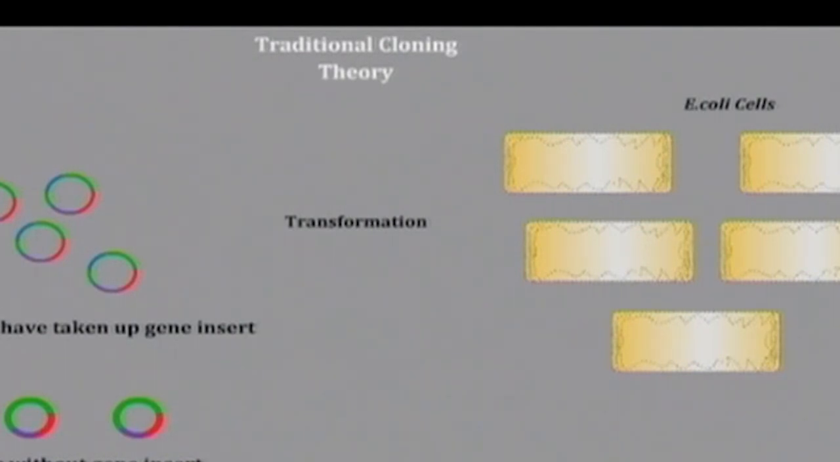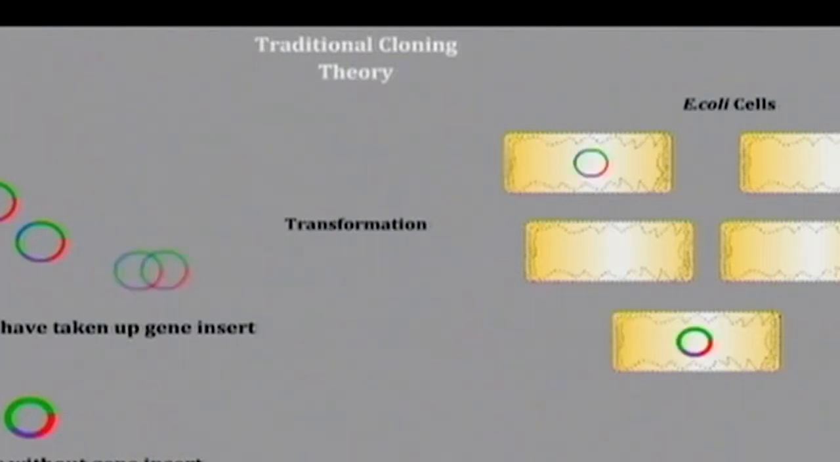After this, the transformation process occurs. So, once the insert has been introduced into the plasmid vector in the desired orientation, they are transformed into suitable bacterial host cells. This can be done by techniques such as electroporation, chemical sensitization, etc., which make the cell membrane relatively permeable, thereby allowing the plasmids to enter the cell.